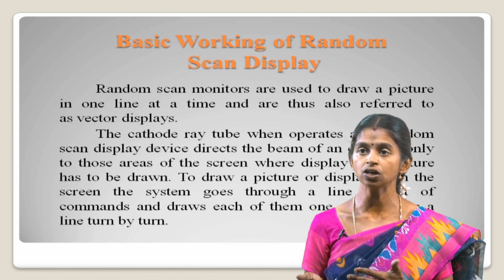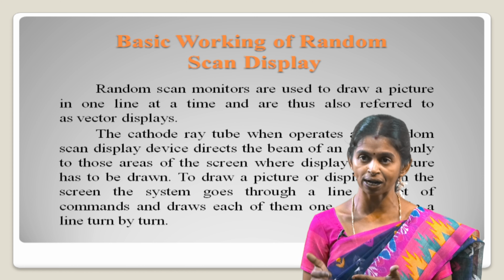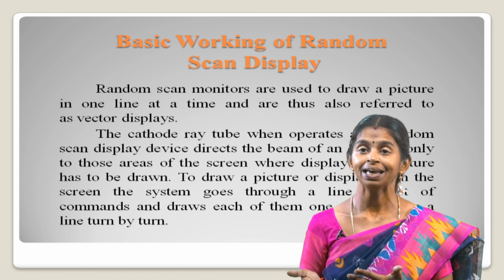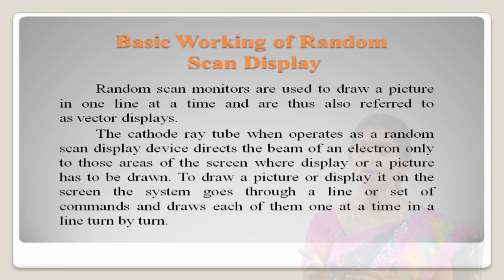Random scan monitors are used to draw a picture one line at a time, and these are also referred to as vector displays. The cathode ray tube, when operated as a random scan display device, directs the beam of electrons only to those areas of the screen where a picture has to be drawn. To draw a picture or to display it on the screen, the system goes through a set of line commands and draws each of them one at a time, turn by turn.